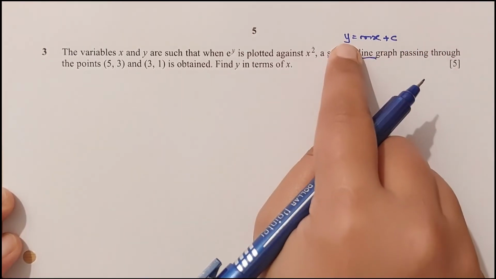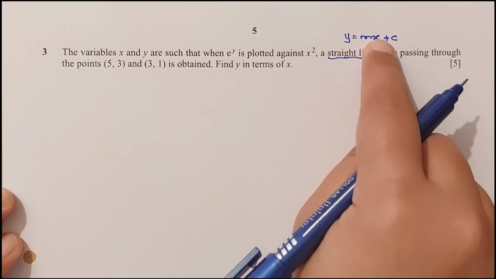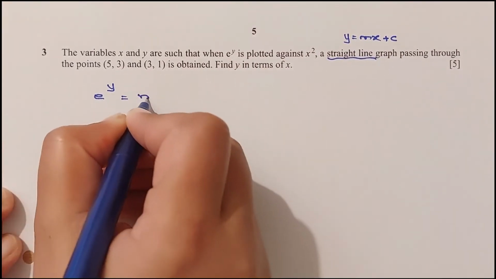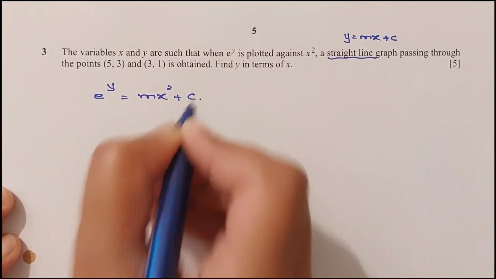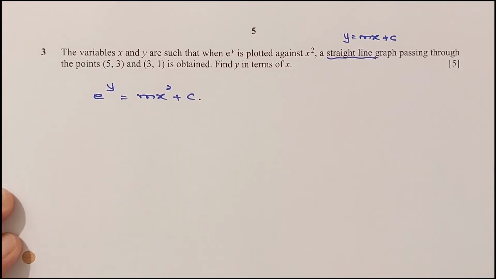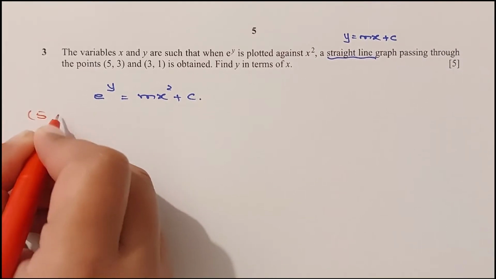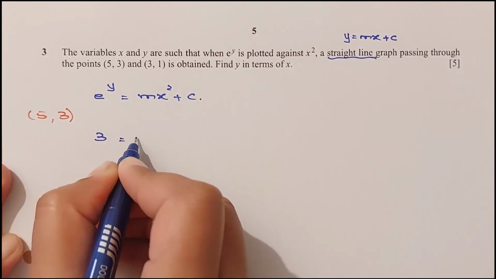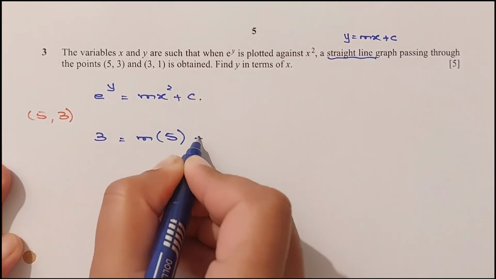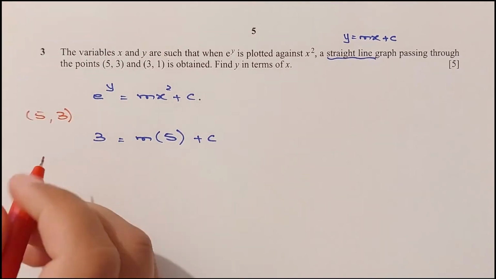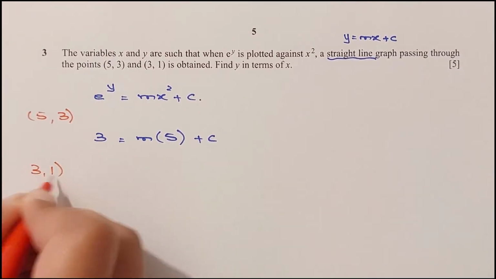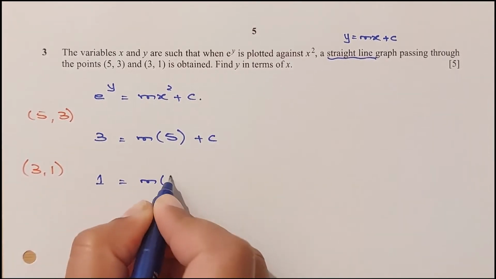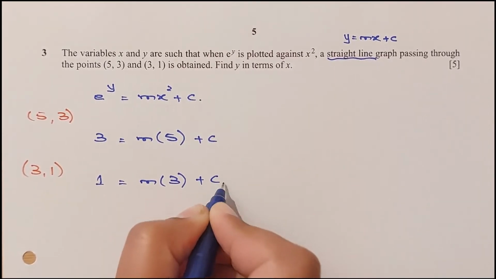Now for y we have to use e power y, and for x we have to use x square, right? So we can say e power y equals m x square plus c. Now let me substitute the two points one by one. The first point is (5, 3), so 3 equals m times 5 plus c. Substituting the second point (3, 1), we have 1 equals m times 3 plus c, right?